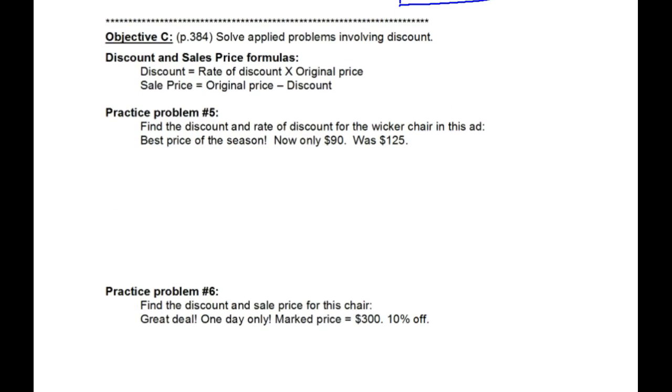Our next objective, there on page 384, is to apply problems with discount. Okay, and same old thing, the discount, it's how much money you get off, equals the rate of discount times the original. So amount equals the percent, the rate, times the original. And notice it's always the original price. So let's take a look at this next problem. Find the discount and rate of discount for the wicker chair in this ad. Best price of the season. So we had a $125 price and now it's only $90.